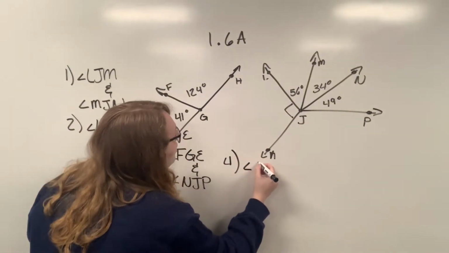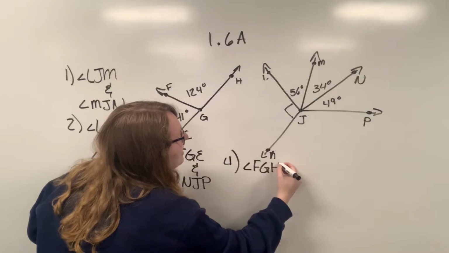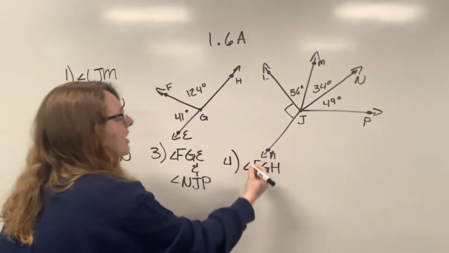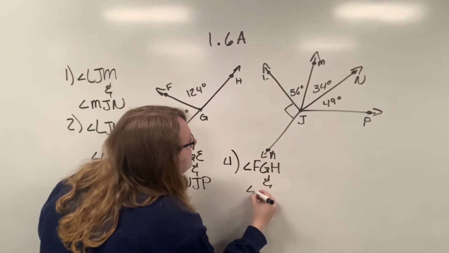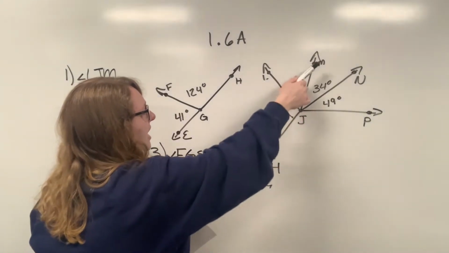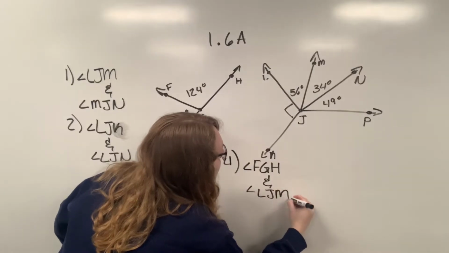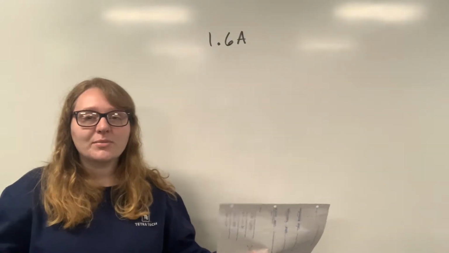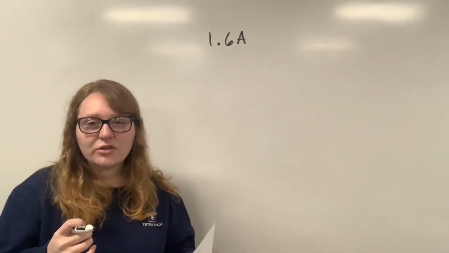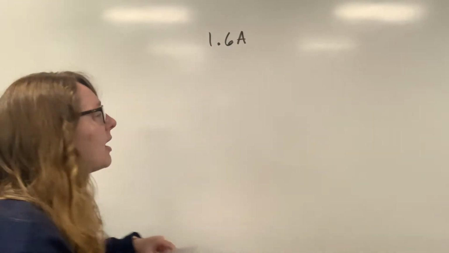So we have angle FGH, side, vertex, side, and angle LJM, side, vertex, side. Okay, now that we're done playing hide and seek with some angles, let's go ahead and see how we can use this with actual algebraic problems.